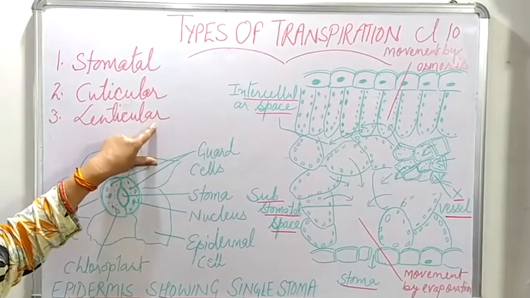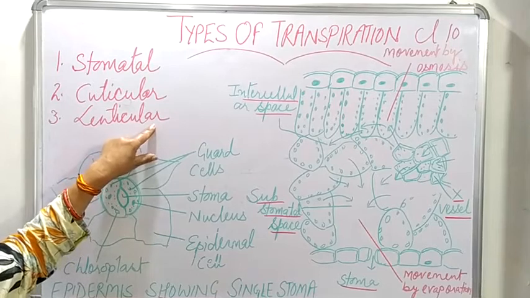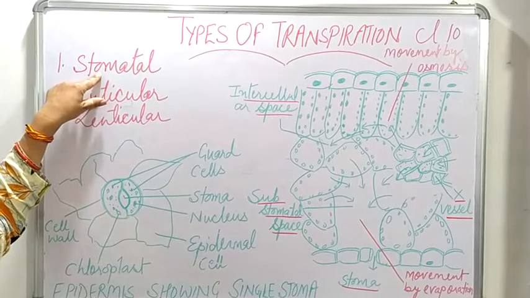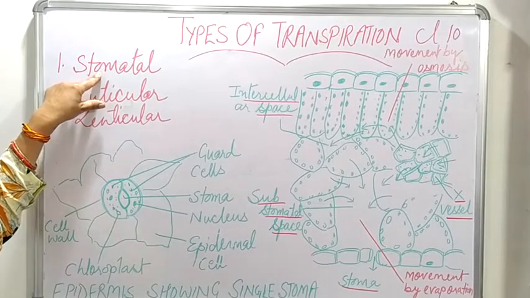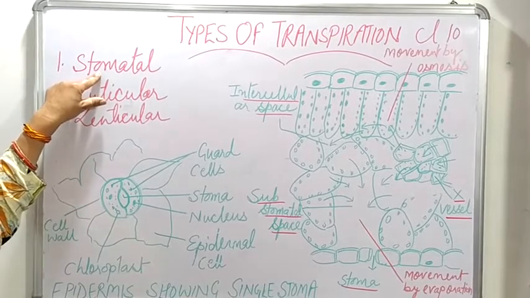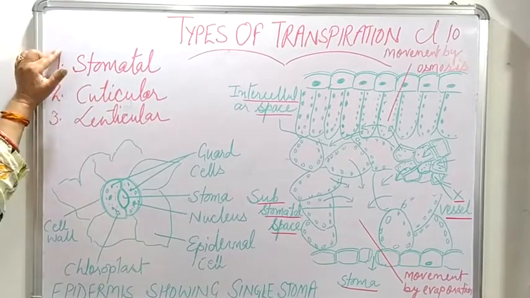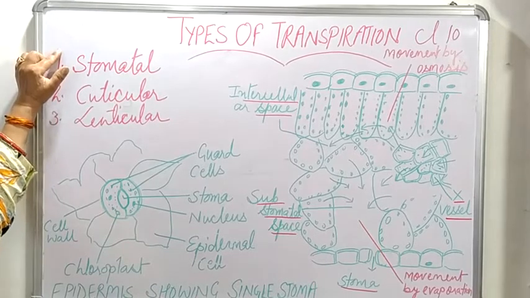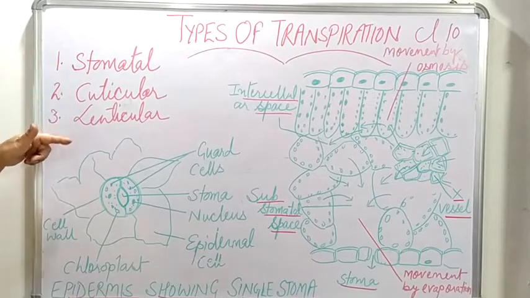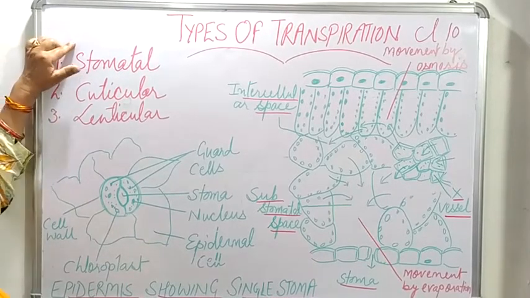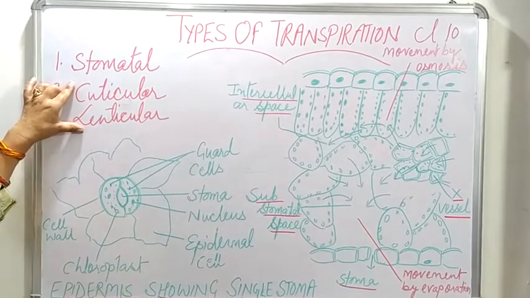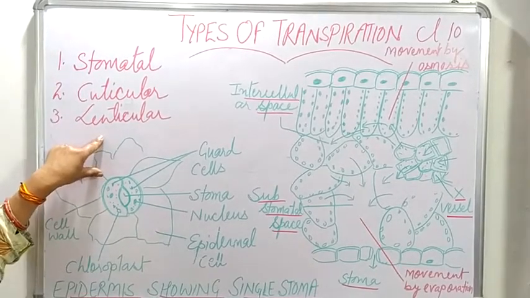Remember, lenticels remain open all the time. Stomata remain open during daytime so that carbon dioxide can be absorbed through them for the process of photosynthesis. And stomata generally close at night when there is no photosynthesis. So these are three types of transpiration. Most of the transpiration takes place through stomata and very little transpiration takes place through cuticle and lenticels.